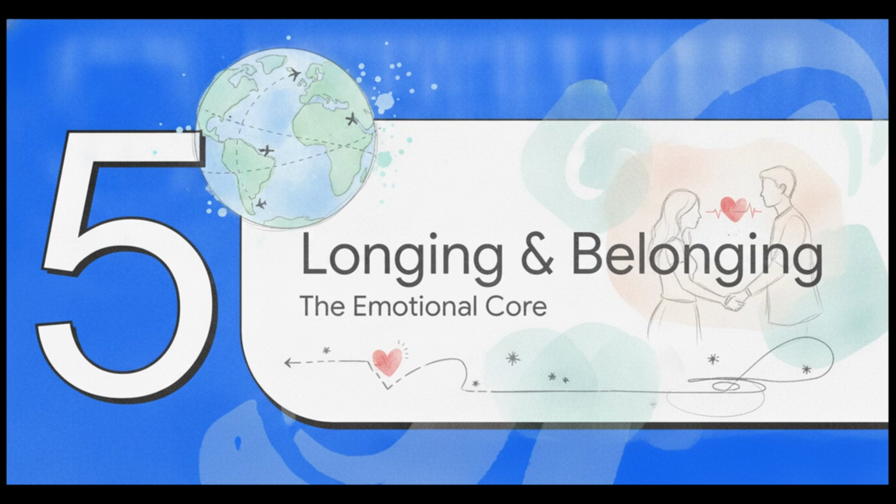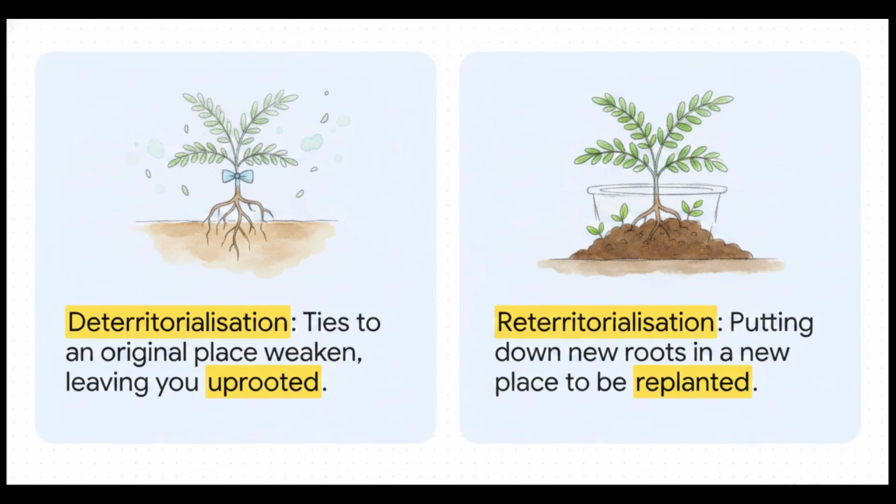Section 5. Longing, belonging, and in between. The emotional core. Let's cut through the academic jargon for a second and zoom in on the deeply personal side of this. At the emotional core, we have deterritorialization, which is basically the weakening of ties and the literal uprooting of a culture from its original physical place. But that's immediately countered by reterritorialization. This is just the human process of being replanted. Uprooted cultures put down new roots and gain entirely new meanings in a brand new geography.